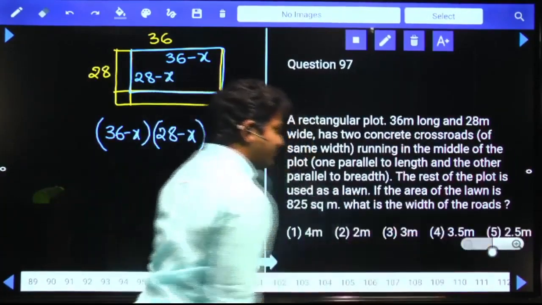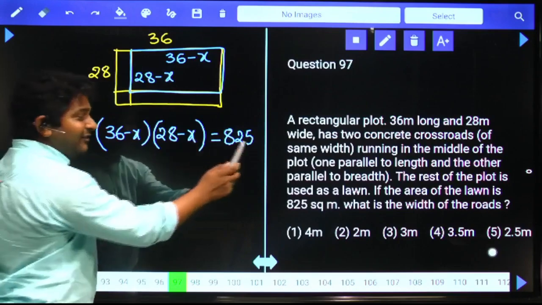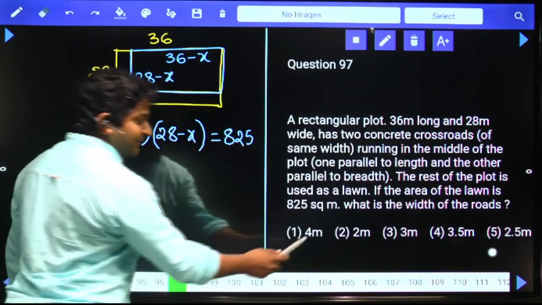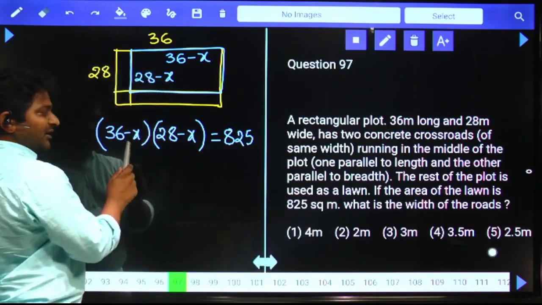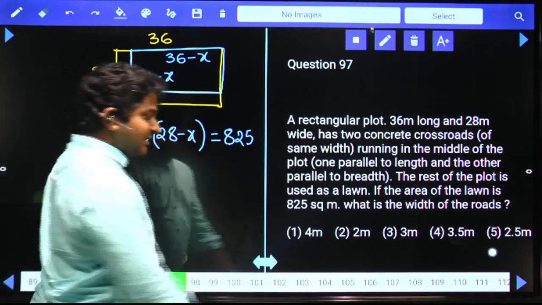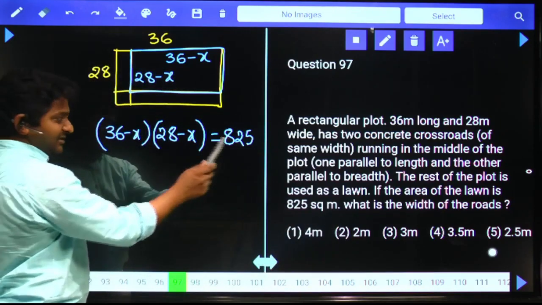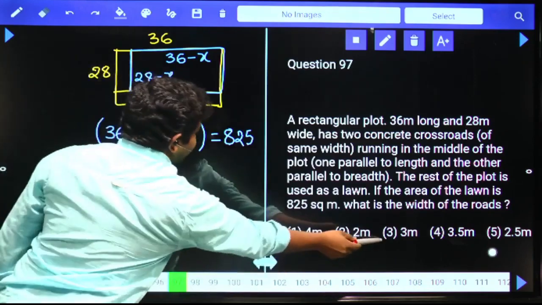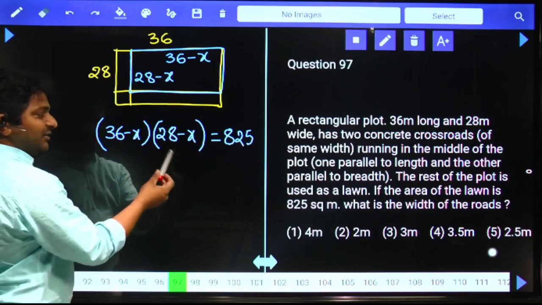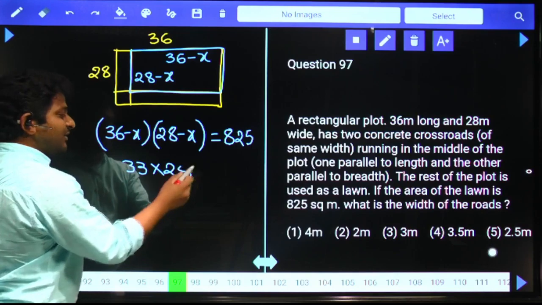Now look at this first option. On the right hand side, our value is ending with 5, so one of these two numbers must be a multiple of 5. Let's see the first option. When you substitute 4 here, 32 into 24 will not be a multiple of 5, so the first cannot be your answer. If you subtract 2, this becomes 34 and 26, not a multiple of 5. Next, when you subtract 3, this becomes 33 and 25. 33 into 25. Yes, we have a multiple of 5.